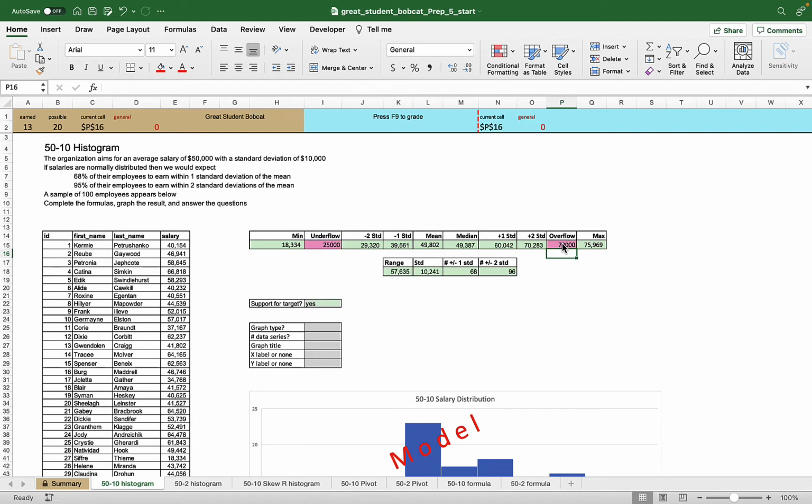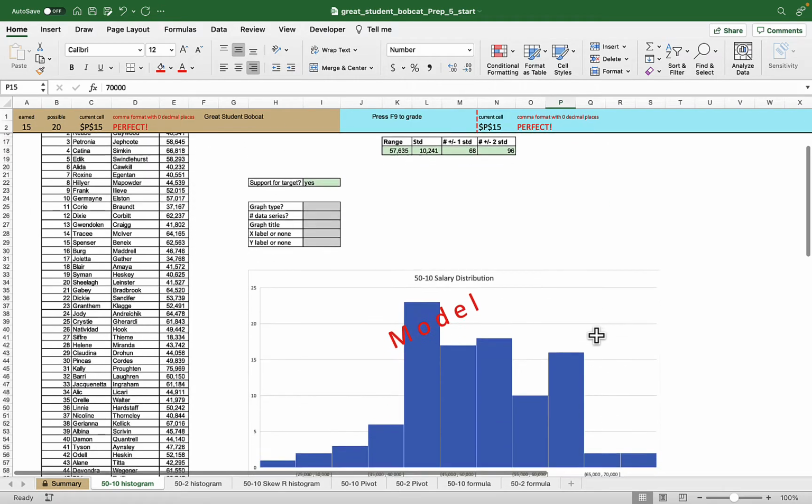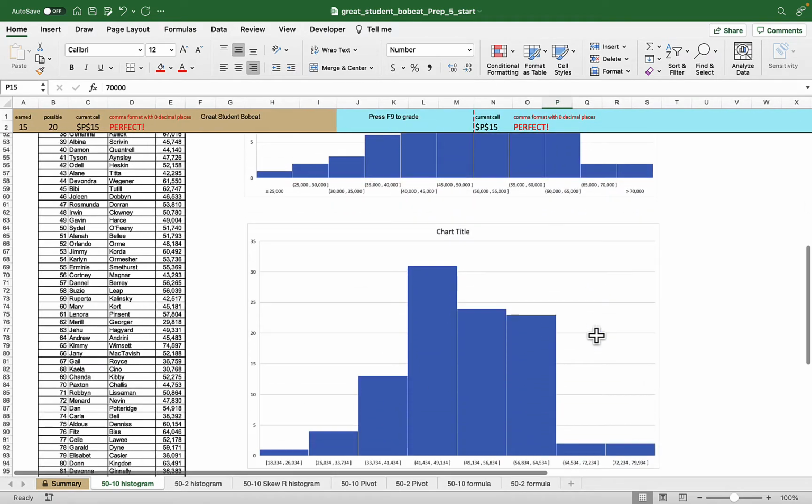Grade that again. Cool. What's wrong with that? Oh, formatting. So format and format. Good. Okay. So 25,000, 70,000. So now we come into our chart.